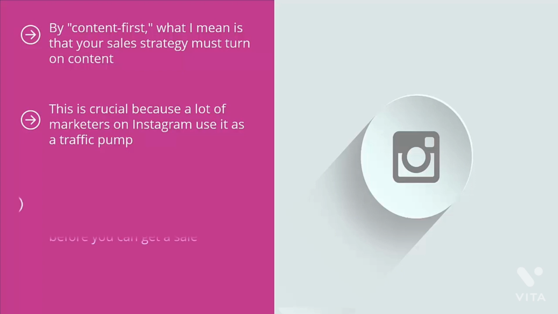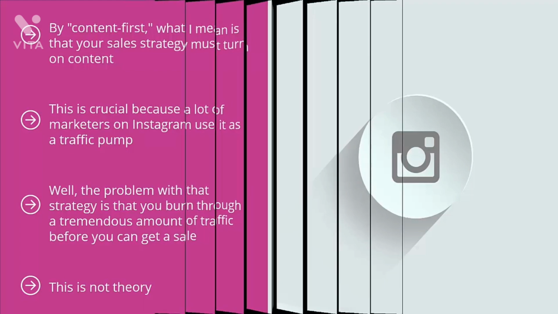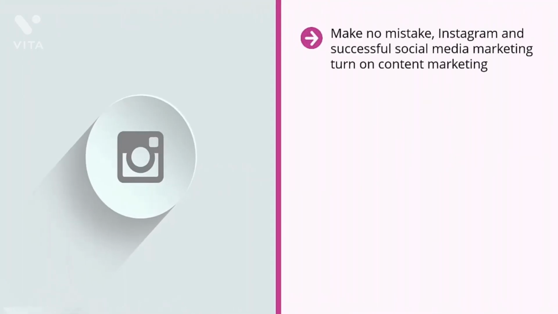That's their attitude. Well, the problem with that strategy is that you burn through a tremendous amount of traffic before you can get a sale. What if I told you that you can pull less traffic, but actually make more money with a lower volume of traffic? This happens all the time. This is not theory. This is not speculation. This happens all the time. How? Using content to qualify your traffic. Make no mistake, Instagram and successful social media marketing turn on content marketing. You can't just pull traffic from all these places and expect that traffic to convert. That traffic must trust you.